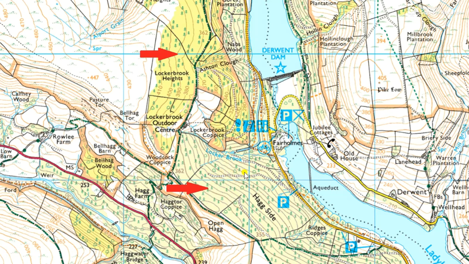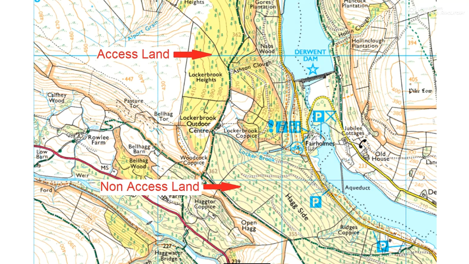Similarly with this track down here. However, up in this area, the Lockerbrook area, we've got a bridle way going through there anyway, but we've got these tracks coming down, so you would be allowed to use these because this woodland is access land. So it's as simple as that, the difference between access land and non-access land.